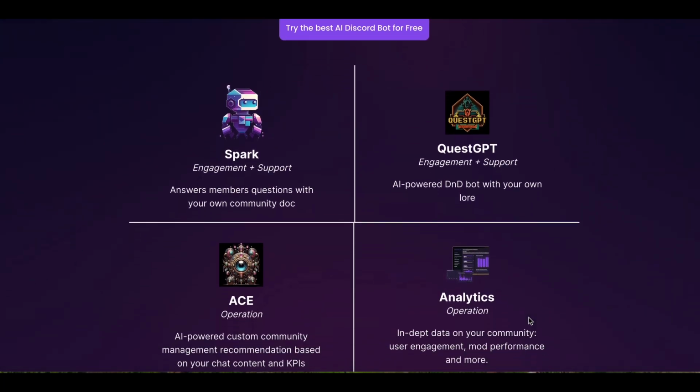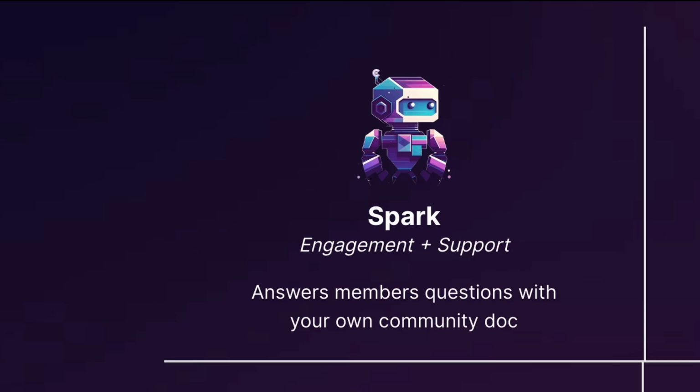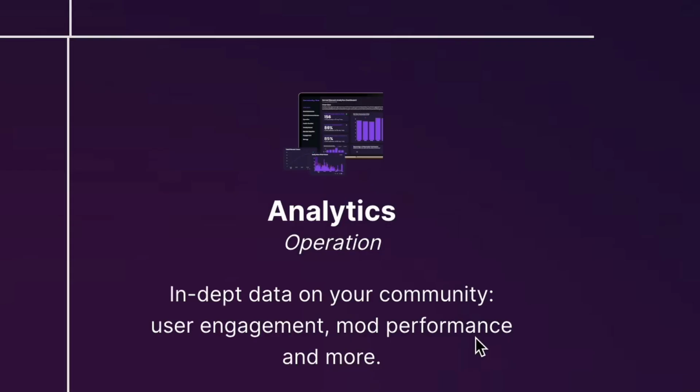All right, so take a look at this tool. It's called Community One, and it has several tools all rolled into one bot. So you just have to download one Discord bot, and then you can choose the different tools within this bot that you want to activate.